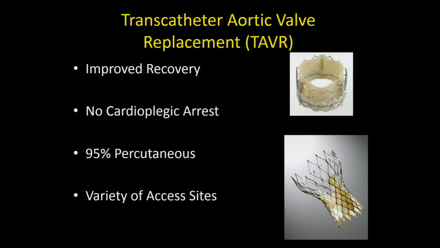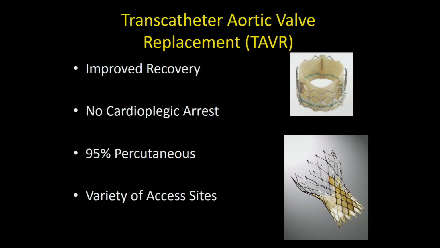So similar to what we would do for a cardiac cath, though a slightly larger sheath is used. In the remaining 5% of patients, other access sites can be used, such as transaortic. That's through a small incision through the second and third rib on the right upper chest.